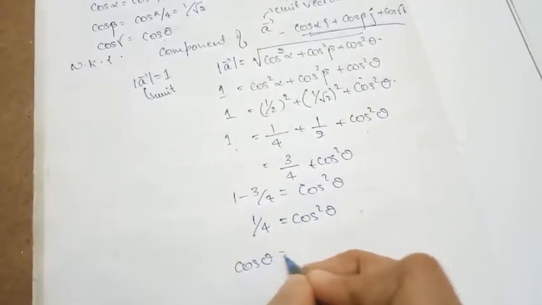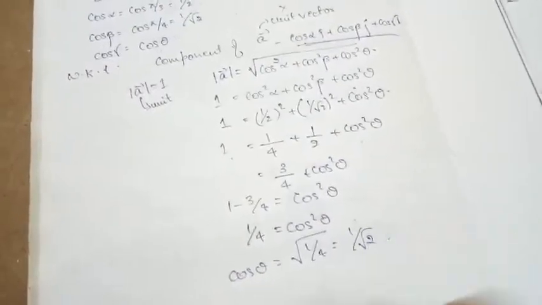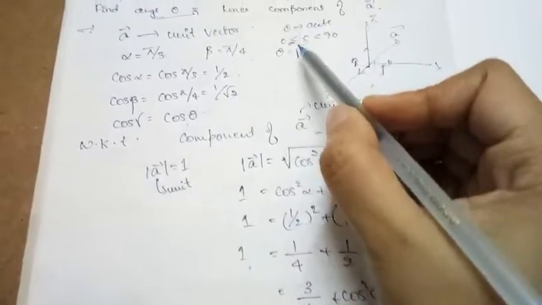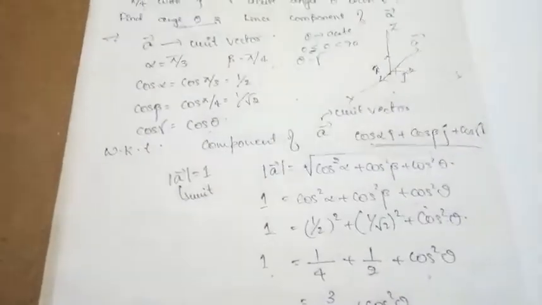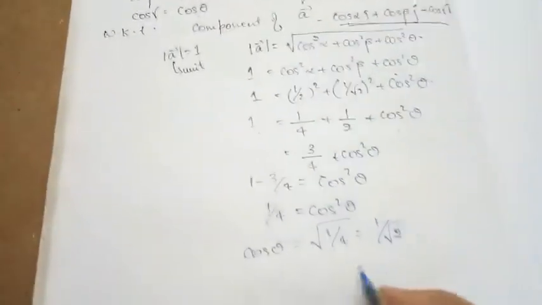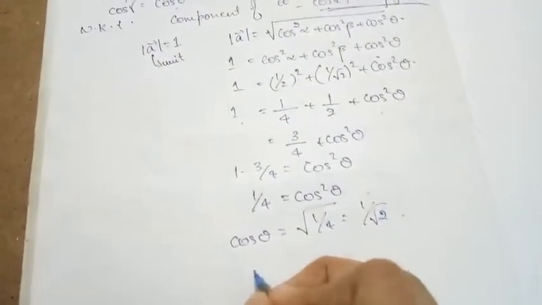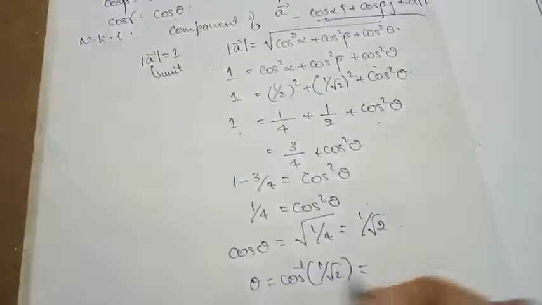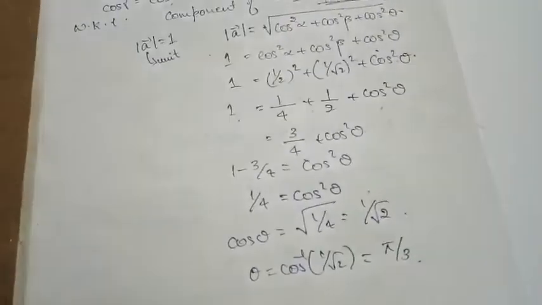Clearly cos theta is equal to the square root of 1 by 4, which is 1 by 2. Here we are taking the positive value because they have said theta is an acute angle, so it should lie between 0 and 90 degrees. If I take the negative value, we get an obtuse angle, so I am taking only the positive value. So cos theta is 1 by 2 means theta is cos inverse of 1 by 2. What will be the angle? Cos inverse of 1 by 2 is pi by 3.